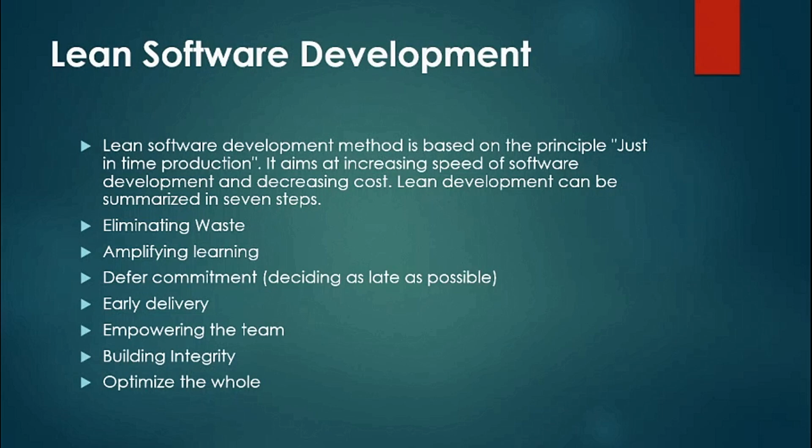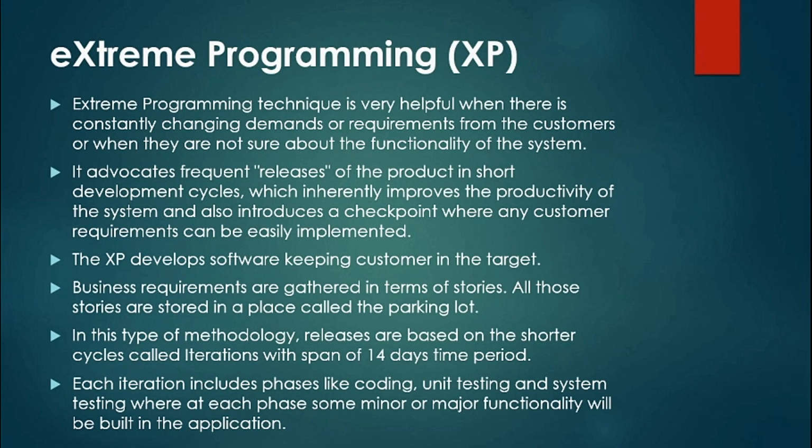So when I talk about empowering the team, it means providing all the knowledge that is required for delivering the particular product. So this is all about lean software development, which aims at increasing the speed of software development and decreasing cost. Last comes extreme programming, which is also known as XP in short form.